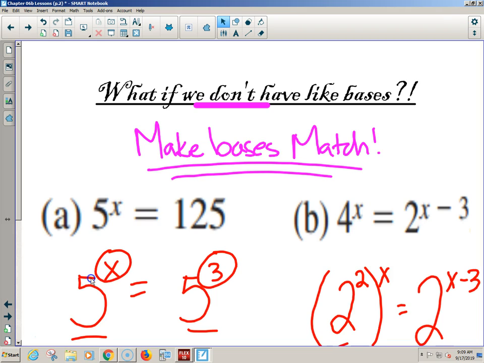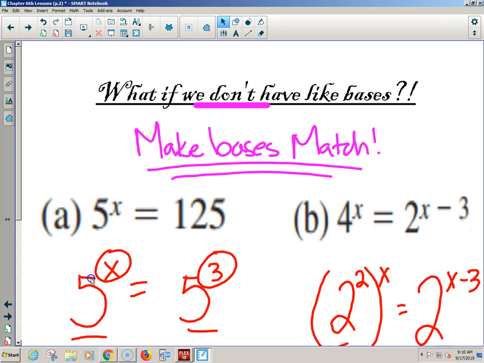I made 125 into 5 cubed. Why? What's true now? With like bases, I can ignore. Now, could I ignore back here? No. But can I ignore here? Yes. So this one, same thing. Can I ignore it here? Not yet. But can't I make the 4 into a 2 squared? I had to do a little something extra because there was this parenthesis thing messing me up. But check it. If I can make it match, I can ignore it.